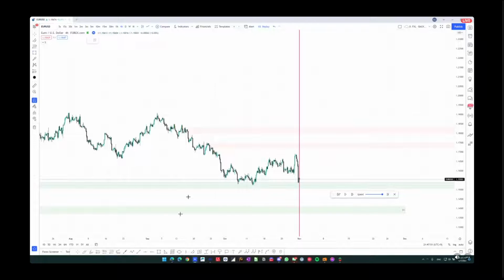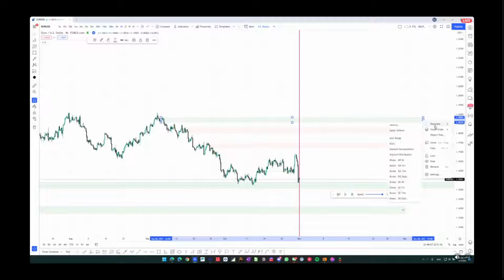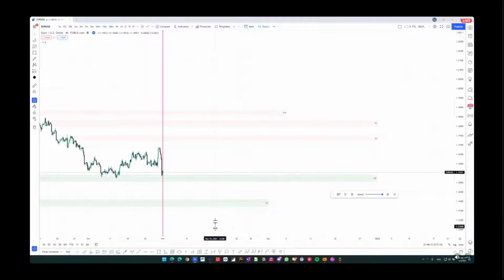Okay, and then 4 hour zones up here. So we have this one indicated. We have a zone. This is marked, the entire zone up here. When did we end? So I'm gonna mark another one.